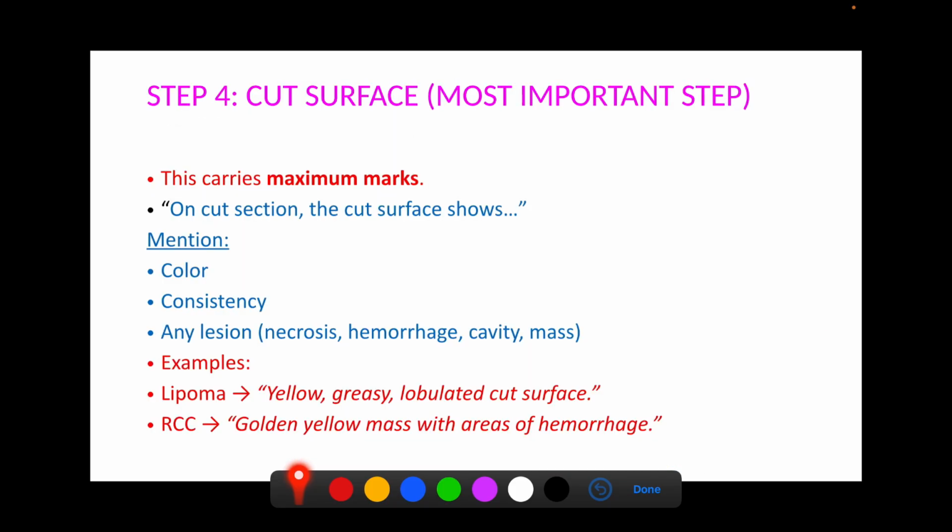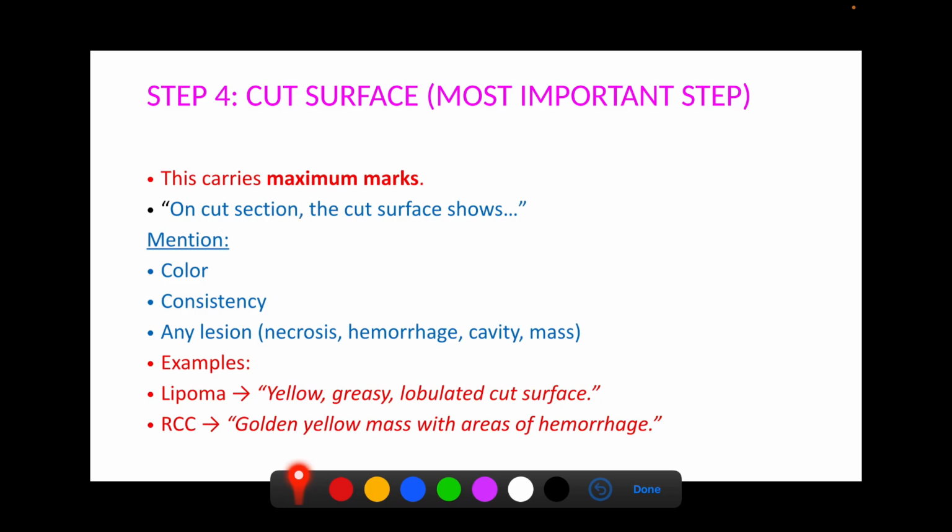So step 4, the cut surface, is the most important step, which we have already discussed for teratoma. This carries maximum marks because the cut surface shows the diagnostic clue and the diagnostic part that leads to the diagnosis.